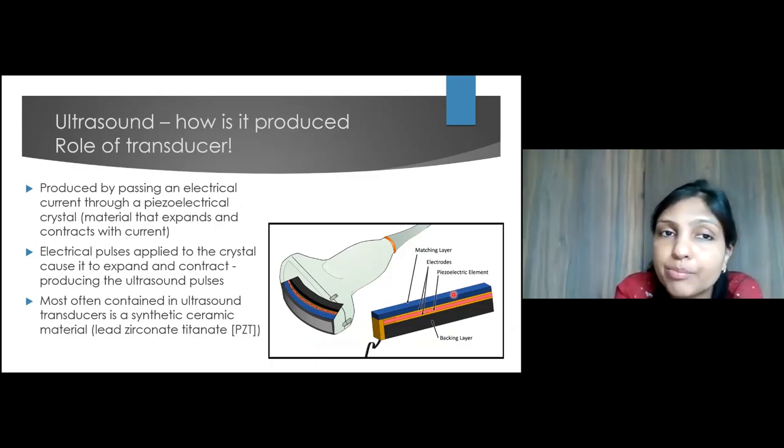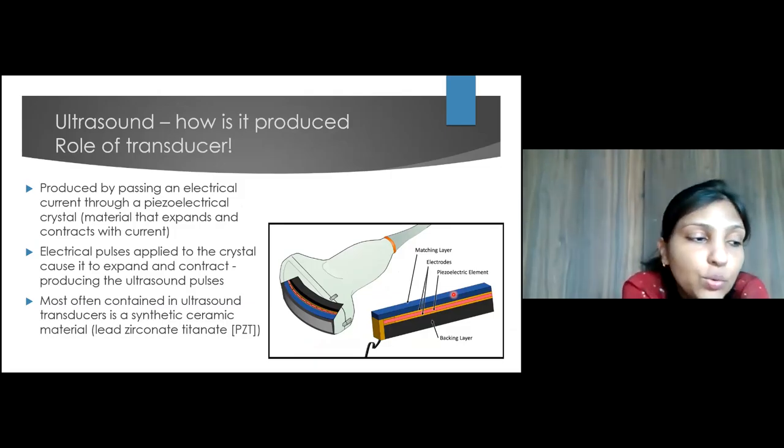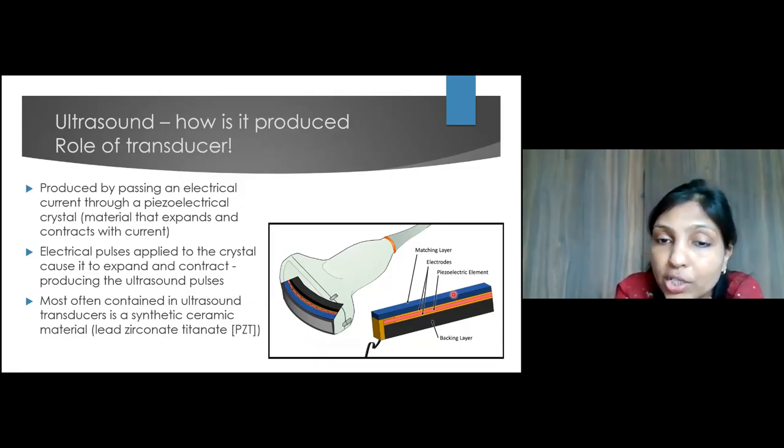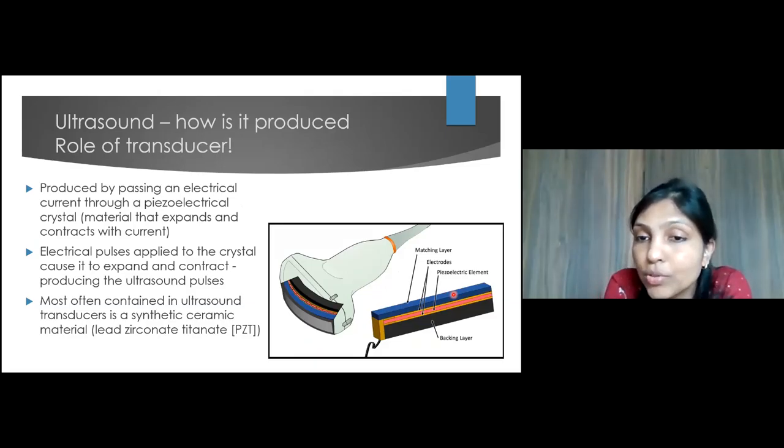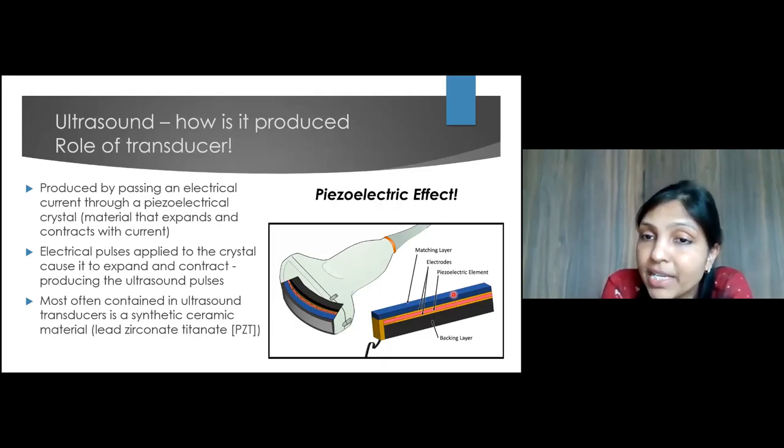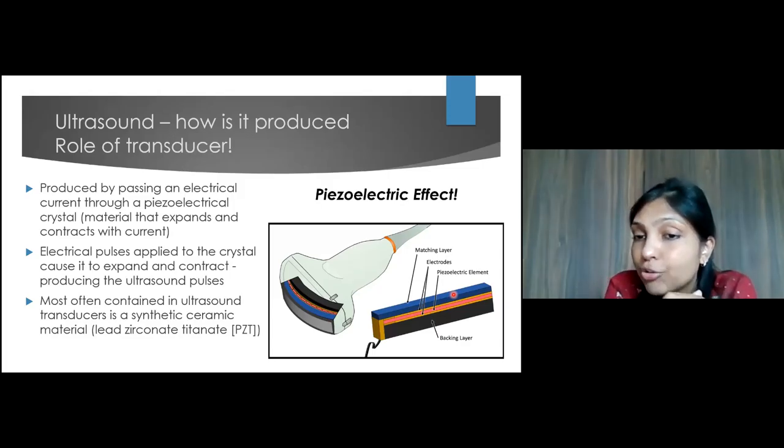Now, how are these ultrasounds produced? So that is where the role of the transducer comes. So transducer is the most important tool when you talk about generation of ultrasound waves, and when you're talking about specific frequencies that may be important for delineating any specific tissues. So if I could unmask this transducer, this is how it looks, as shown in the picture here, that the most important element of the transducer is the piezoelectric element. This essentially utilizes the piezoelectric effect, and it is sandwiched between the electrodes and the backing layer.